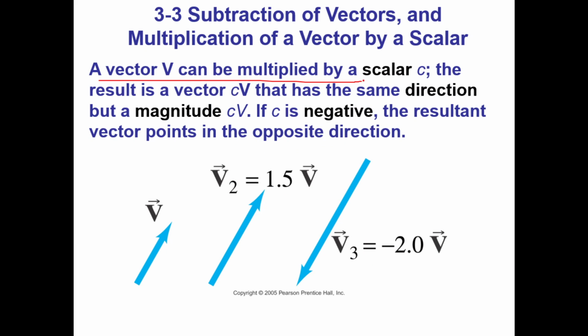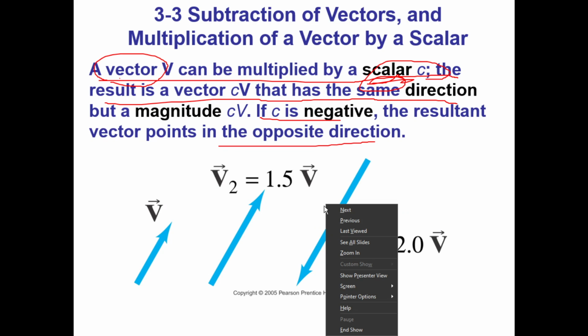Now the vector V can be multiplied by a scalar C. Don't forget, a scalar has only magnitude, while a vector has magnitude and direction. This is only one property. The result of vector CV has the same direction, but the magnitude is C times V. If C is negative, the resulting vector points in the opposite direction. Here V2 is 1.5, and vector 3 is negative 2.